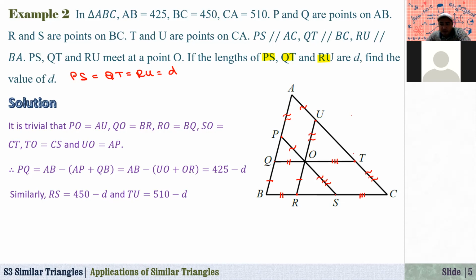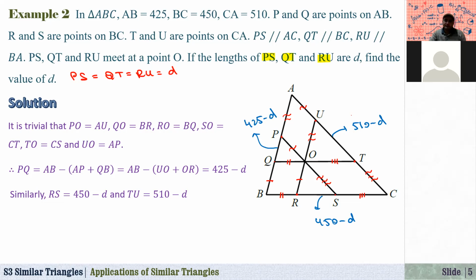Here we have TU again. TU is equal to AC minus AU minus TC, and AU is equal to RO, right? And TC is equal to OS. And what is PO plus OS? That's equal to D again. And that's why this TU is equal to 510 minus D. And RS equals 450 minus D. And how about PQ? This PQ is equal to 425 minus D.